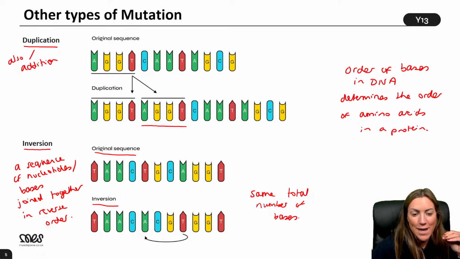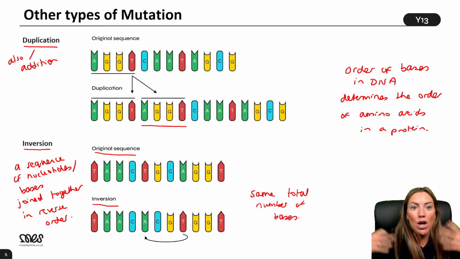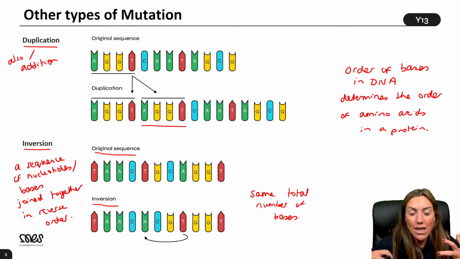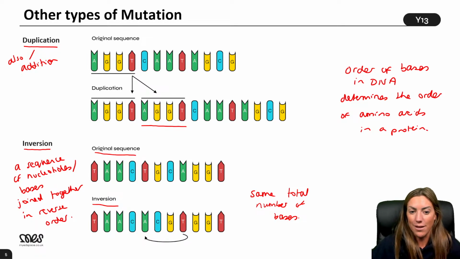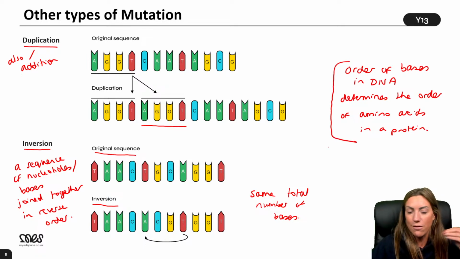We should do. So all of these examples, because we've changed the order of bases in some way, shape or form, we can potentially change the order of amino acids in a protein, okay? So important that we understand this and that we can use this phrasing in an exam question, whether it's about transcription or translation or mutations. We need to understand what DNA does, okay?